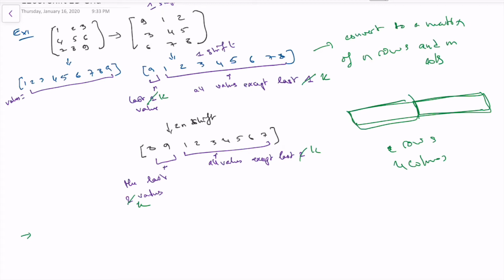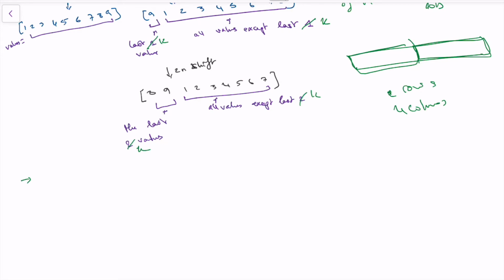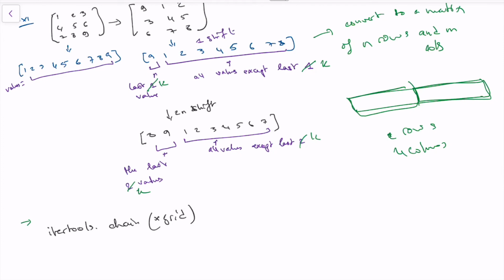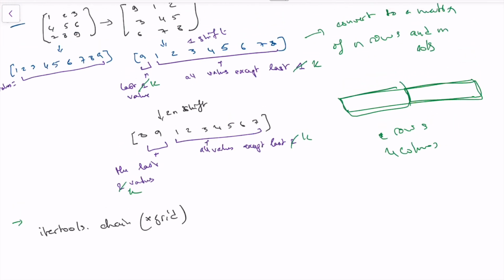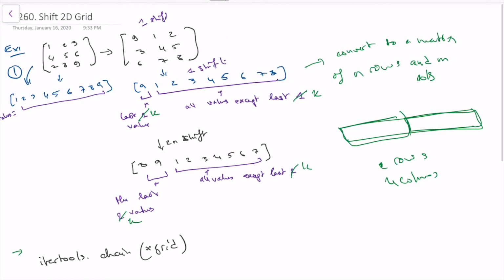It's also easy to convert from the matrix to the array, because in Python you have a method that does exactly that, which is itertools.chain, and you just pass it star grid, which means it would convert the matrix to an iterator of a single 1D array, right? And then all that's left to do is, so we know the first step, which is converting from the matrix to the array. The second step for us is doing the shifting. And then the third step is to convert to a matrix of n rows.